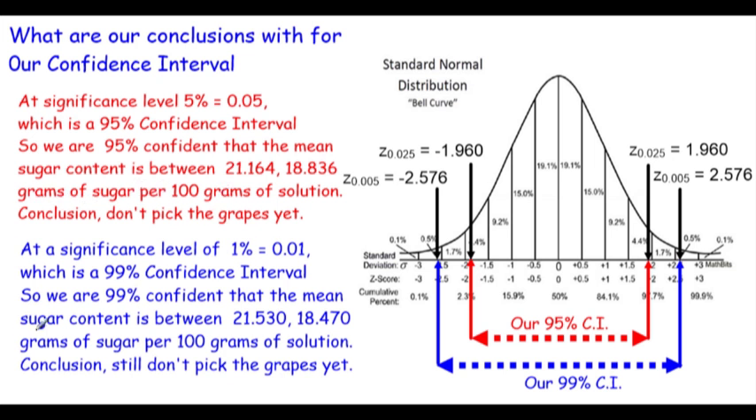Even at the 99% confidence interval, which is obviously a bit wider, from 21.530 down to 18.470, we're still basically not getting our average sugar content in our confidence interval. So we're not confident that our grapes are going to have an average Baume of 22.